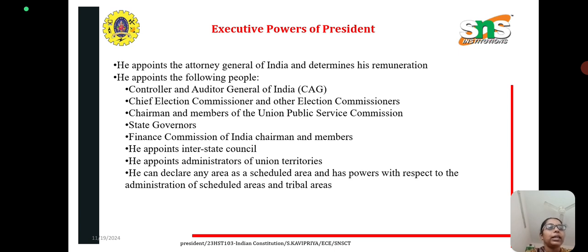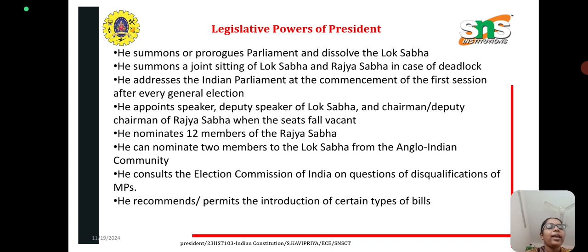He appoints Interstate Council. He appoints administrators of Union Territories. He can declare any area as a scheduled area and has power with respect to administration of scheduled areas and tribal areas. And the next power is the legislative power of the president.